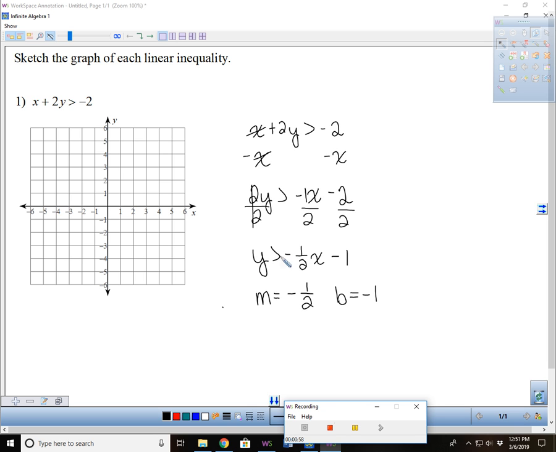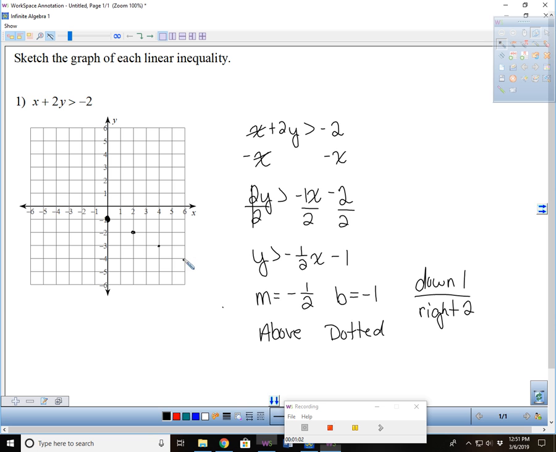All right, since this is y is greater than, you're going to shade above. And since there's not an equal to bar underneath your inequality symbol, that means you'll have a dotted line. So we're going to start at negative 1 on the y-axis. And remember, if this is negative, put the negative on top and say down 1, right 2. So we're going to go down 1, right 2.